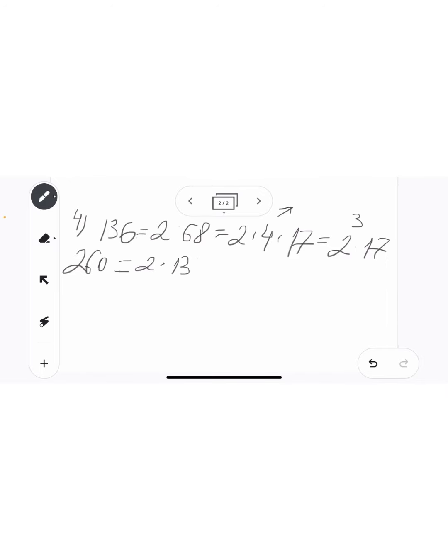The next one is 260. It's 130 multiplied by 2, which equals 2 multiplied by 13 and 10. And 10 is 2 times 5. So we see two 2's here. So it's 2 squared, 5, and 13.